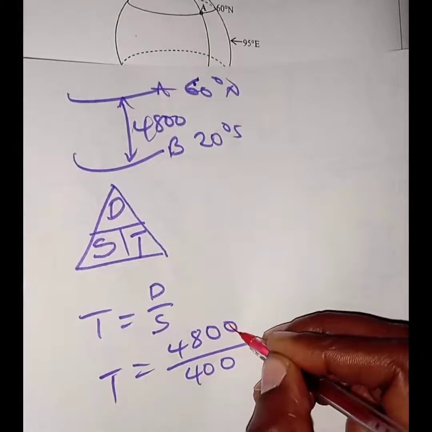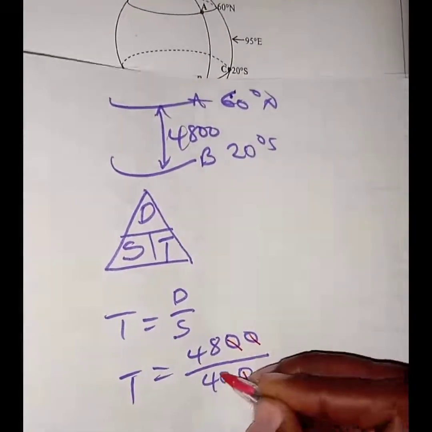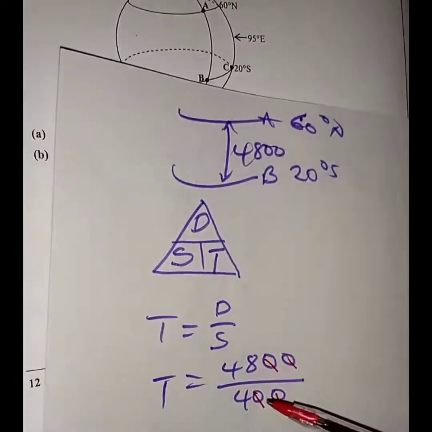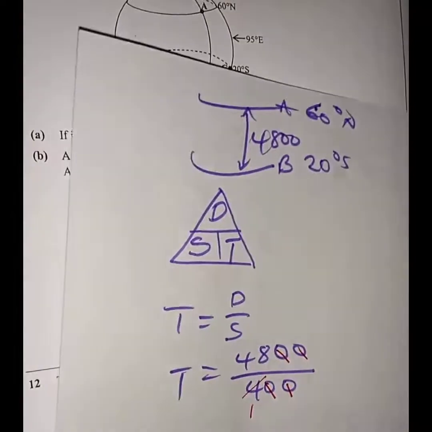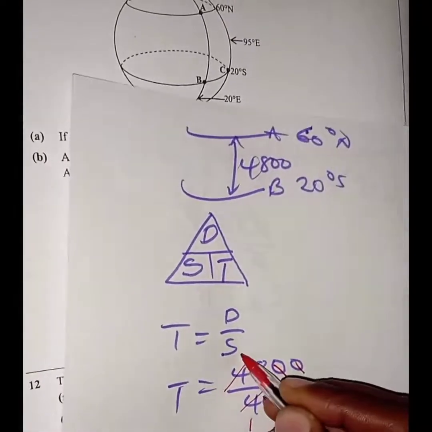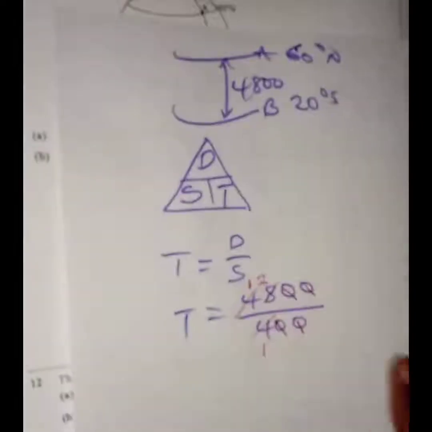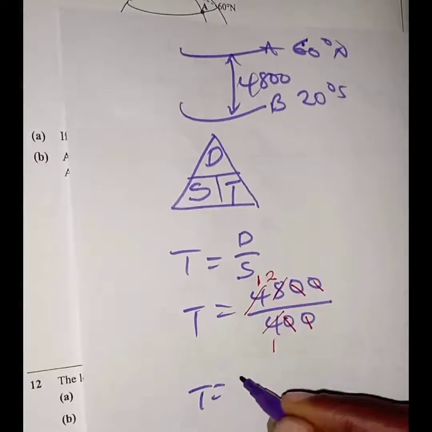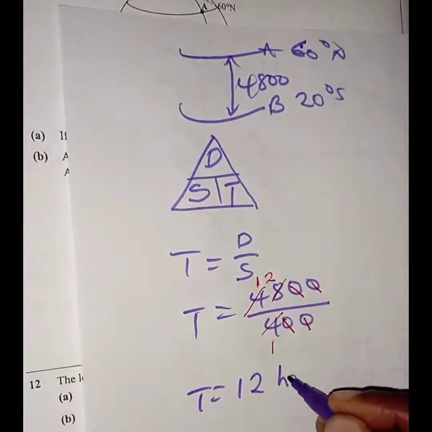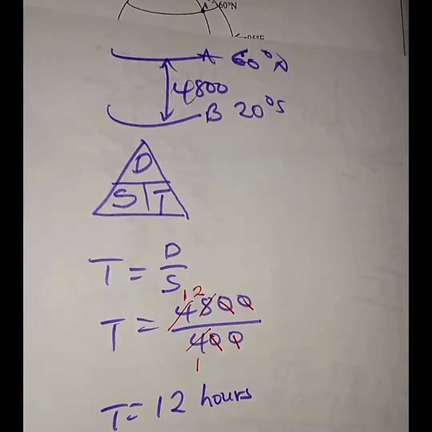So this 0 and this 0 cancel. This 0 and this 0 cancel. Which number can go into 4 and 48? 4 itself. 4 into 4, 1. 4 into 8, 2. So you only have 12 remaining. So the time taken is 12 hours. This is what you're supposed to do.